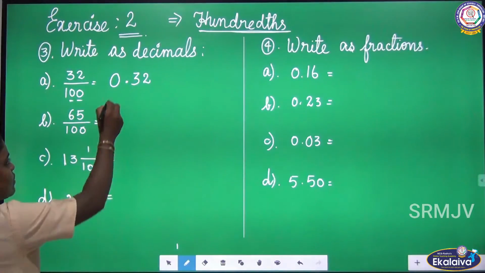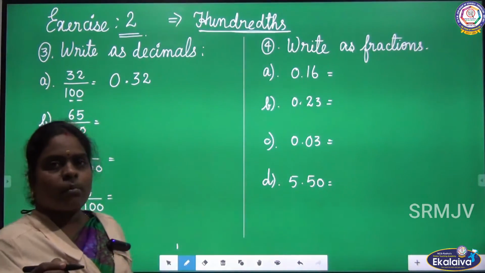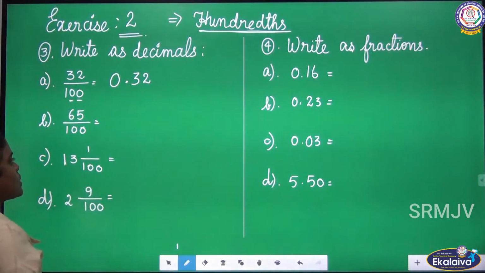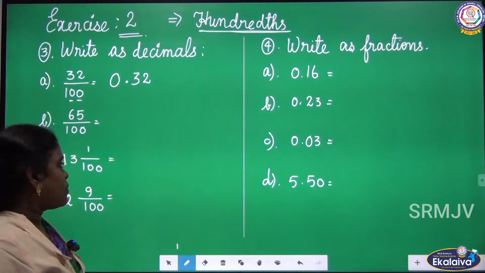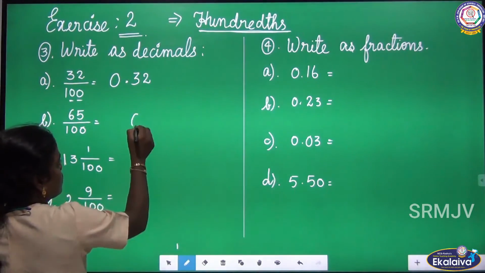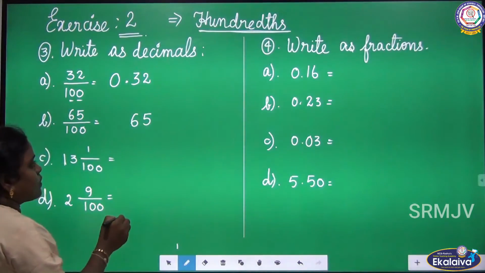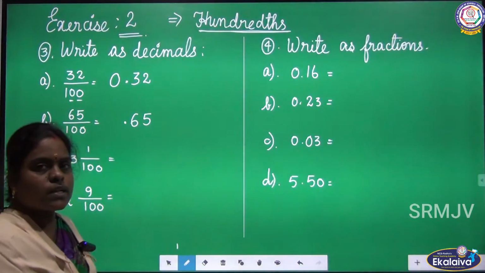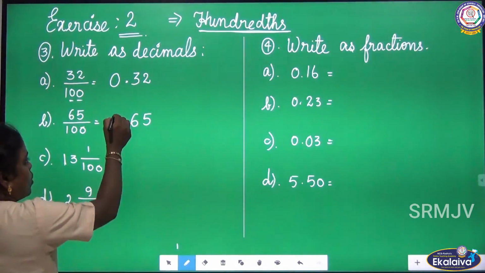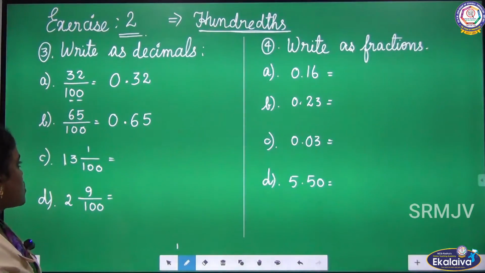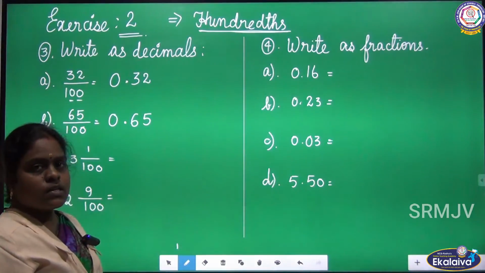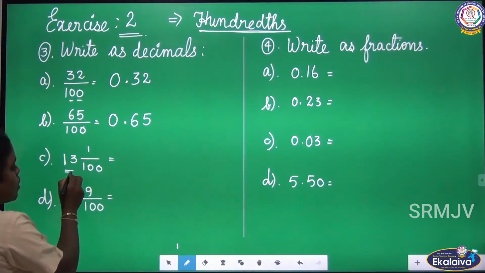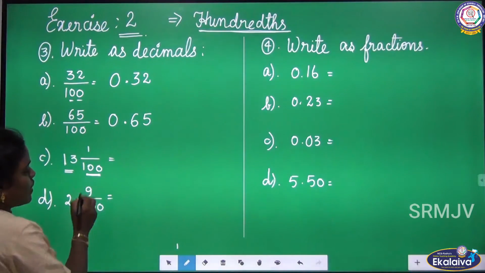0.32. After the decimal, you should spell the number separately, 0.32. So look at the next fraction, 65 by 100. Write down the given numerator, it is 65. We want to place a dot before 2 digits because the denominator is 100. In the whole number part, we have to write 0. So 65 by 100 equals 0.65.